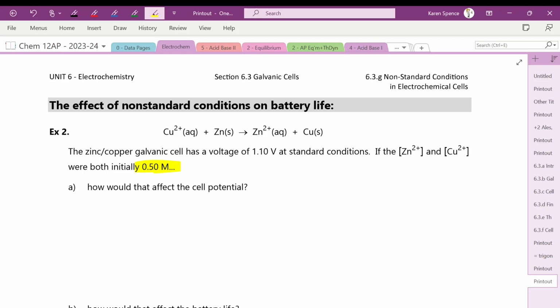Isn't Q supposed to be like product over reactant? Oh, it is product over reactant. Oh yeah. Yeah, cool.